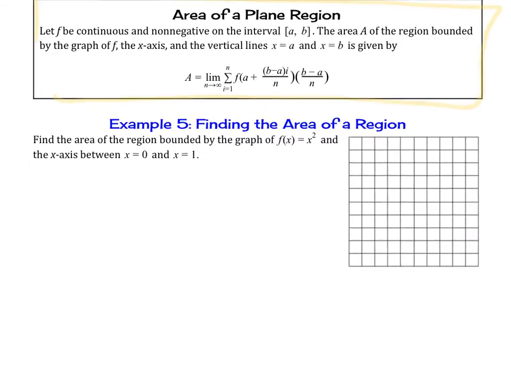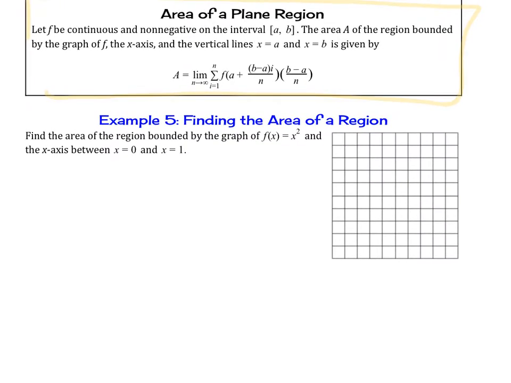Find the area of a region. Find the area of the region bounded by the graph of f of x equals x squared and the x-axis between x equals 0 and x equals 1. So what I first want to do is just graph this out just to see what we're looking at. And so I'm going to stretch this out a little bit, or a lot. And so this is going to be 1, and this is going to be 0, and this is also 1. Sorry, this is 1 on the y-axis.